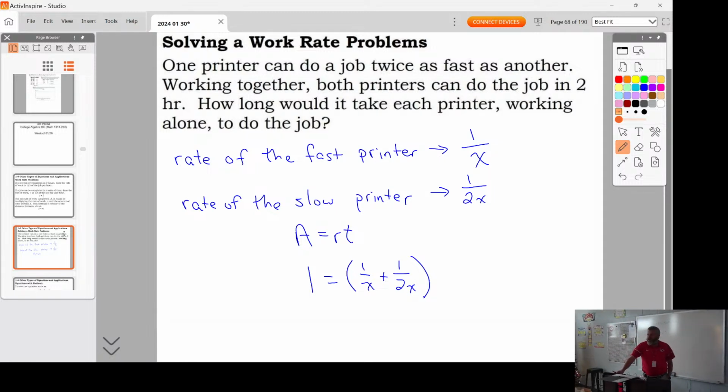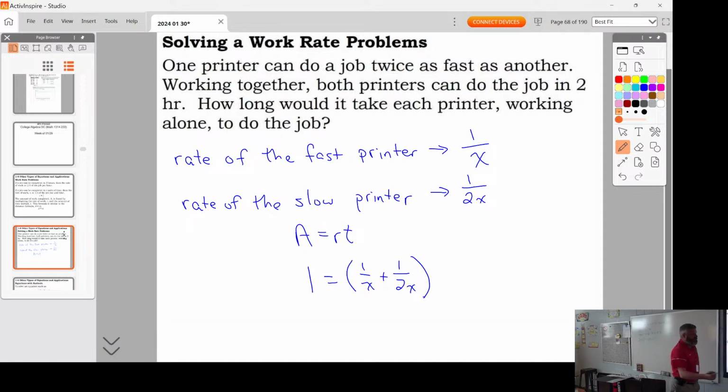Working together, how long does it take these two printers to get the job done? What does it say? 2 hours. It tells us. So our time is 2.